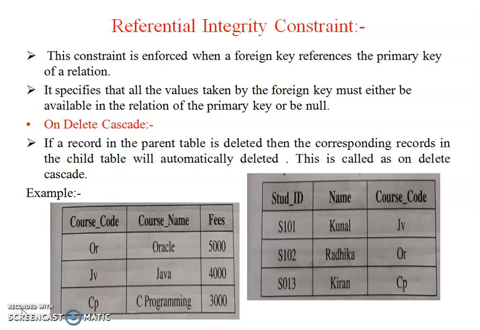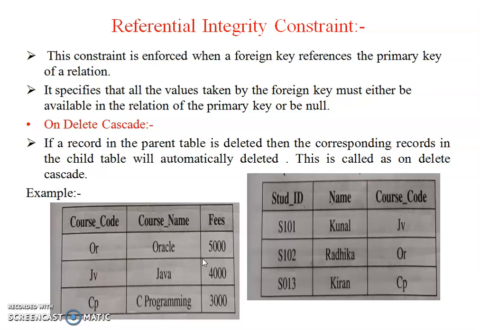Now we discuss on delete cascade. If a record in a parent table is deleted, then the corresponding record in the child table will be automatically deleted. It is nothing but the delete cascade. For example, consider a training institute database having two tables, course detail and student. The student can register for courses which are currently available in the institute and not for courses which are not offered at that particular moment. To specify this rule, a foreign key constraint is used.